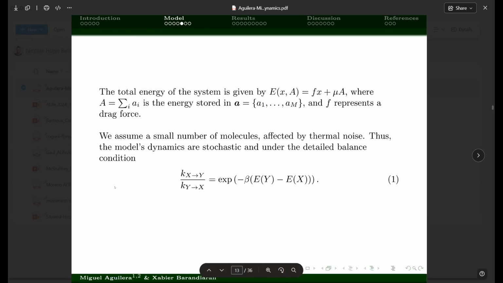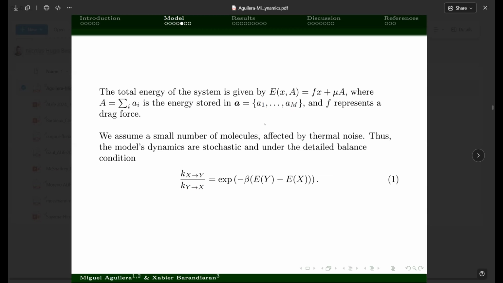Okay, so we model the system like a molecular motor, and we assume that there is some number of molecules of this energy unit. I think in most of the simulations I use 50, so the number of molecules is not so large. The model is subject to thermal fluctuations, so in practice this is a stochastic model. Since we have an energetic description of the system, we know the energy contained by each unit, and we know the cost of pushing against this drag force.